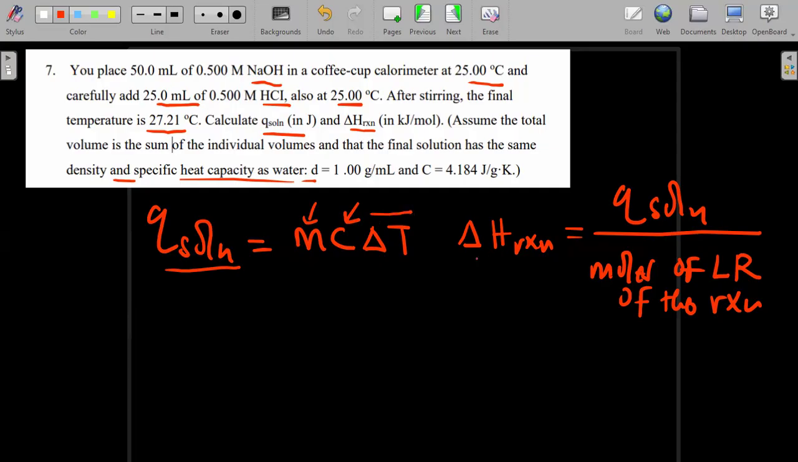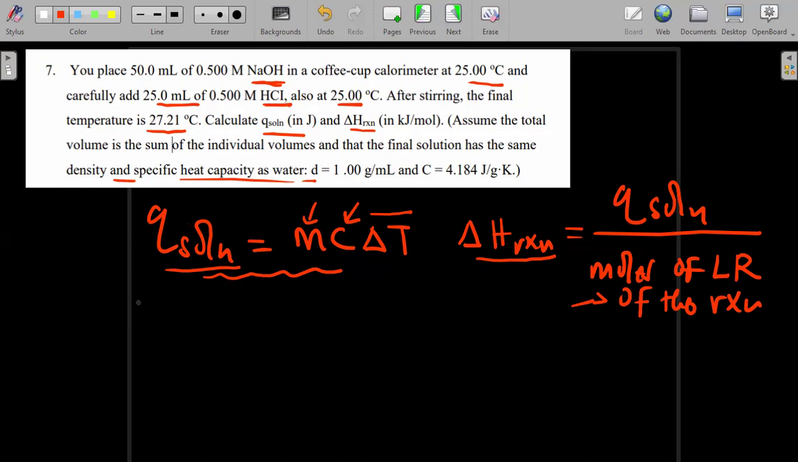Okay, and then to find the change in the heat of the reaction, we just divide the value that we are going to get here by the moles of the limiting reactant from the reaction that is occurring in this system. So we have sodium hydroxide reacting with what? Hydrochloric acid there.